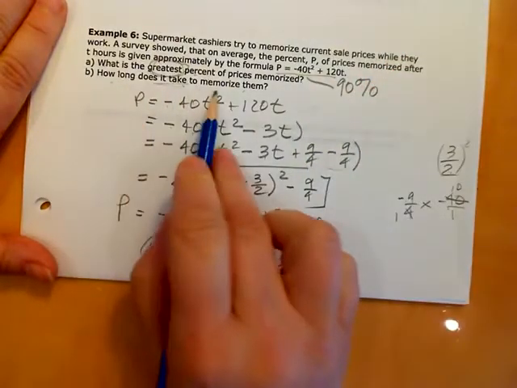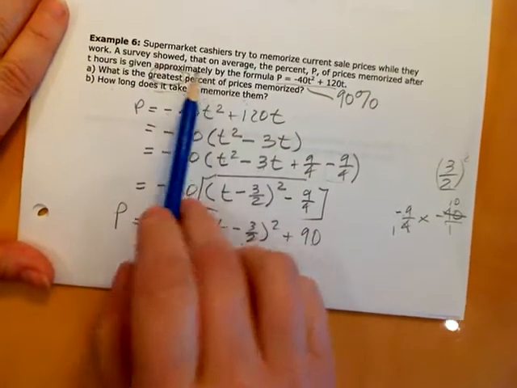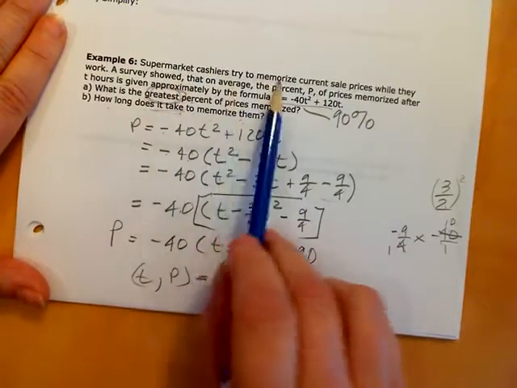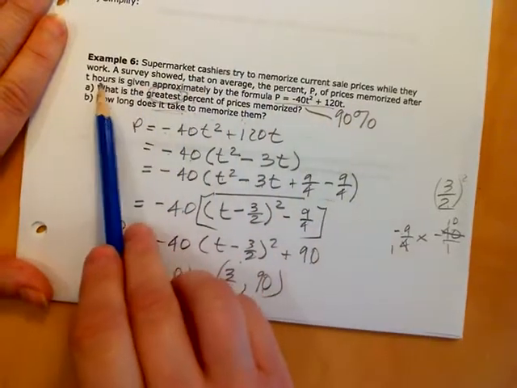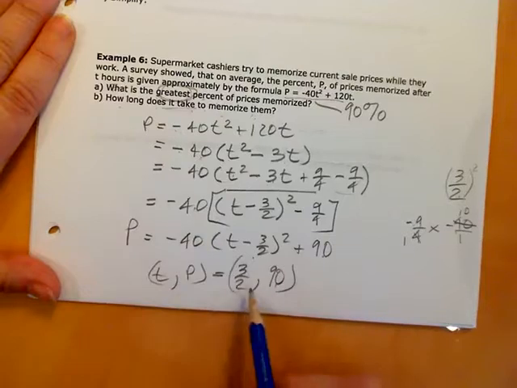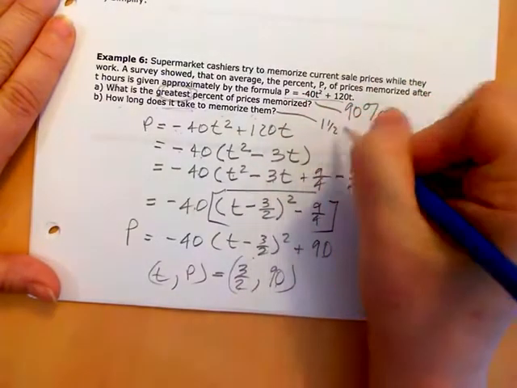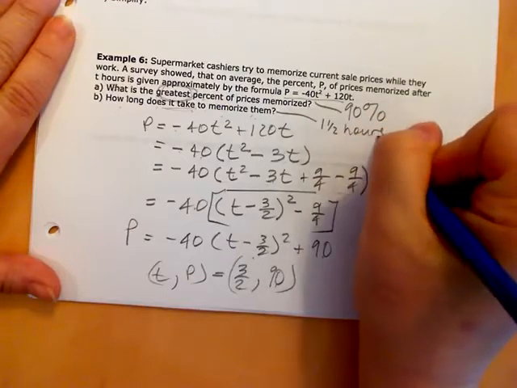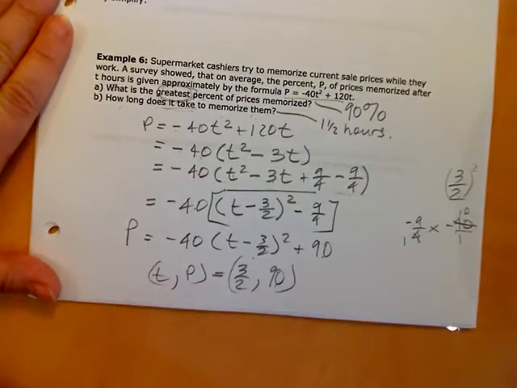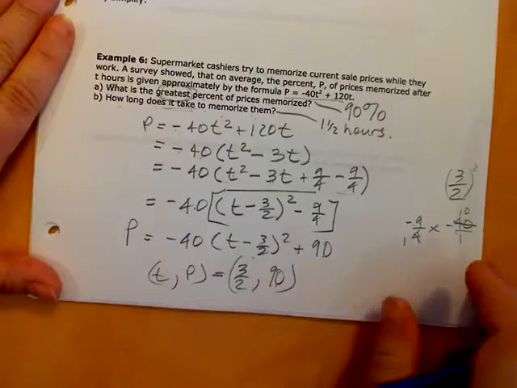And how long does it take to memorize them? Let's see, what are our units for T? Hours. So it takes 1.5 hours. And that's how we do these word problems. Okay, let's try another one.